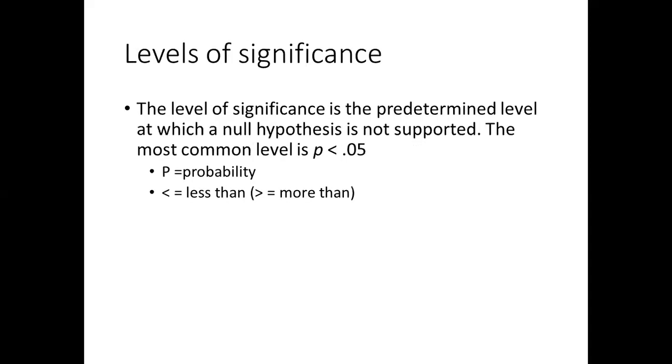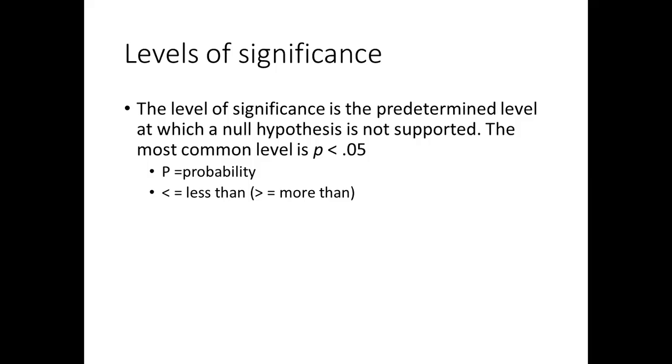So level of significance, we're all familiar with this. The level of significance is a predetermined level at which a null hypothesis is not supported. The commonly used one is when we have the p-value of 0.05. But like I said, a commonly used level is when we have our p-value at 0.05.